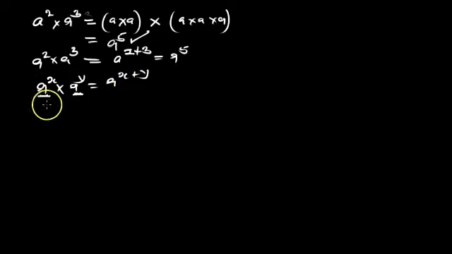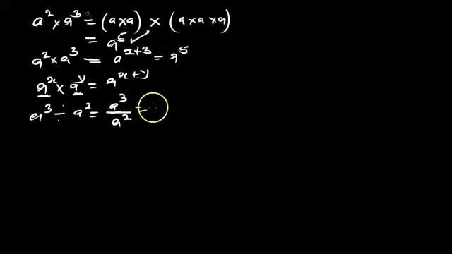Now let's look at the law of division. Look at it this way. If I have a raised to power 3 divided by a raised to power 2, you agree with me that this is the same thing as a raised to power 3 all over a raised to power 2. That's equal to a raised to power 3, that's a times a times a, so let's remove this 3, all over a times a.